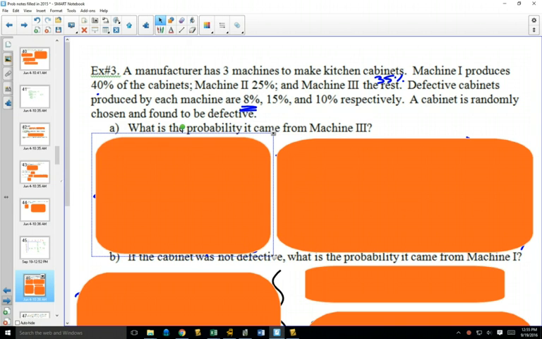So a cabinet is randomly chosen and found to be defective. So now we take it off of the conveyor belt, open it up, it's defective. We can figure out all sorts of probabilities. For example, what is the probability it came from machine 3? So we know something in the present, and we can figure out the probability of something that happened in the past.